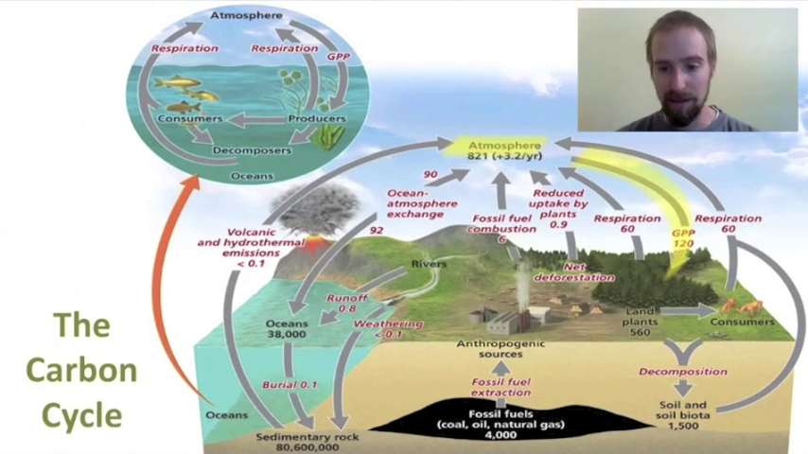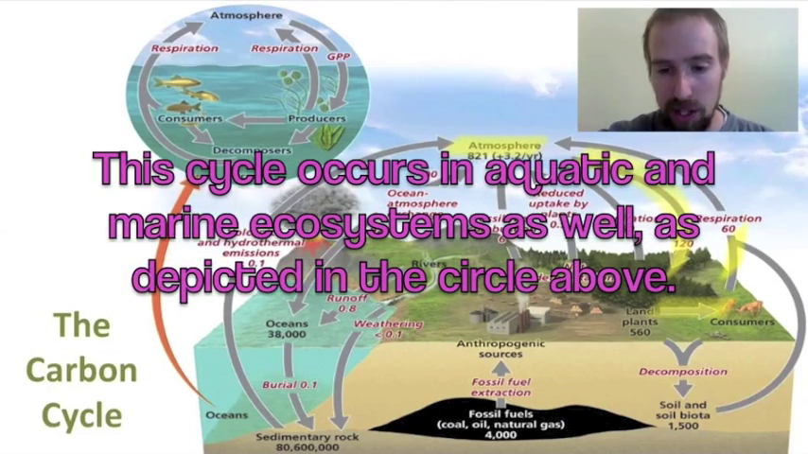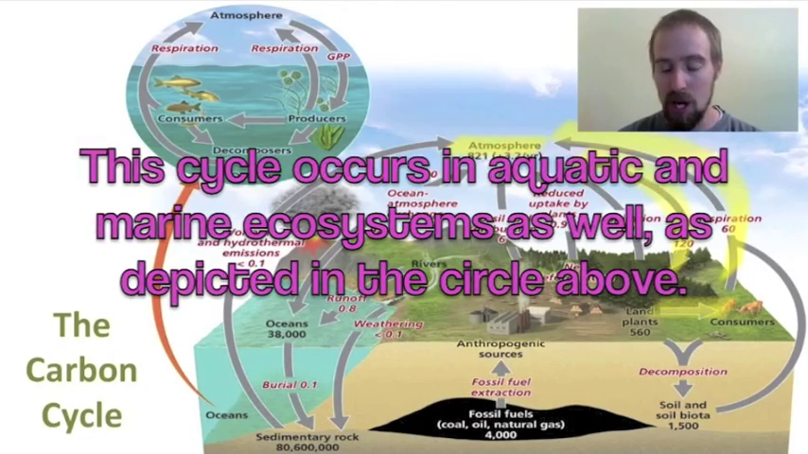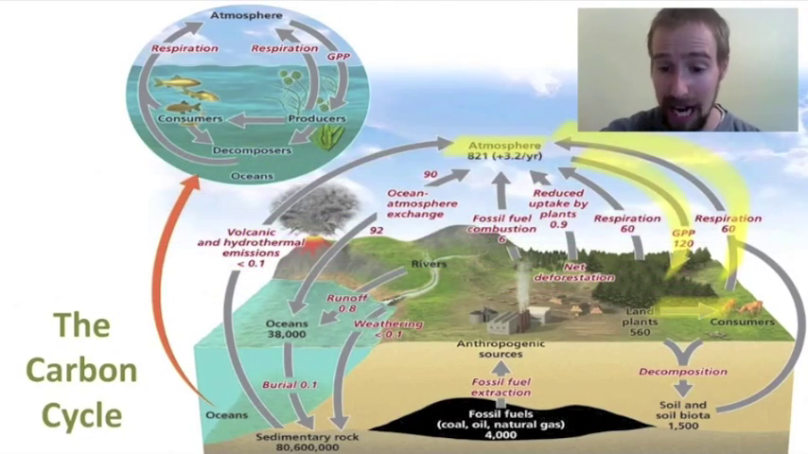When an animal eats that plant, that carbon is going to move into that animal, and if that animal breathes, it's going to breathe out carbon dioxide back into the atmosphere. Or if that animal is going to die, then that carbon could be returned to the soil through decomposition.